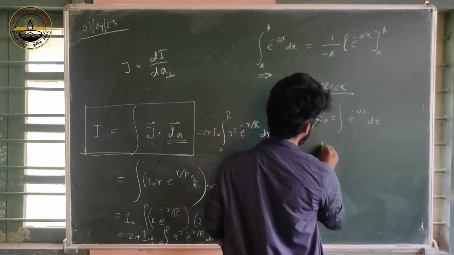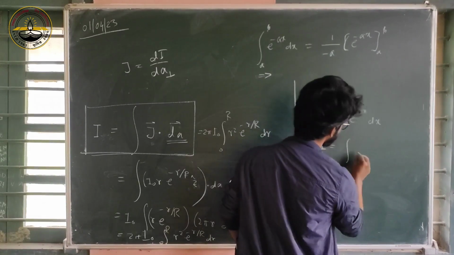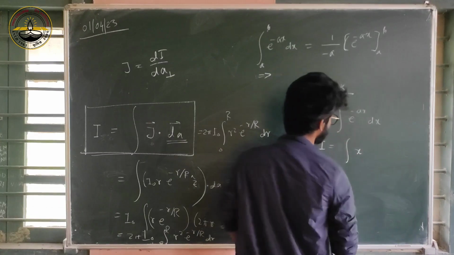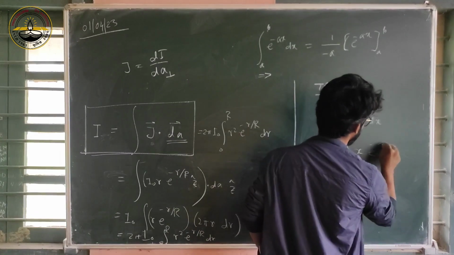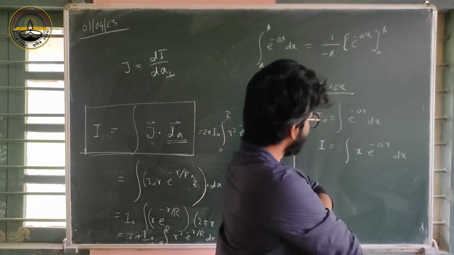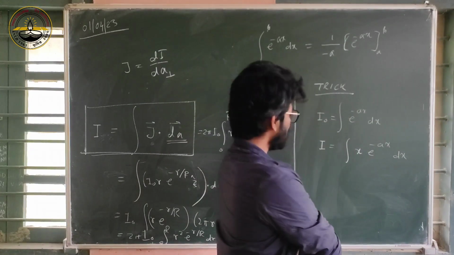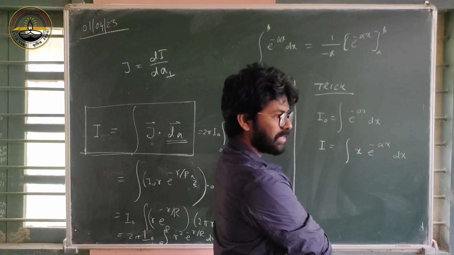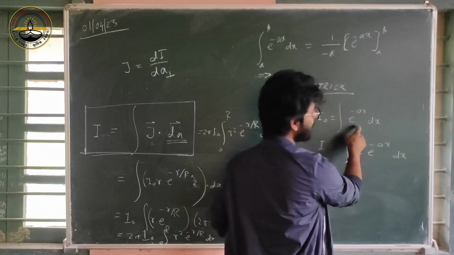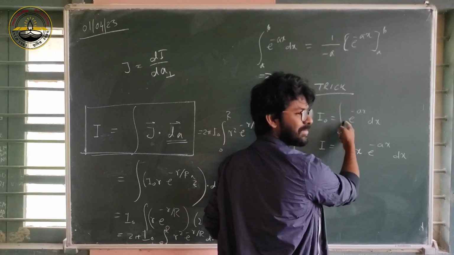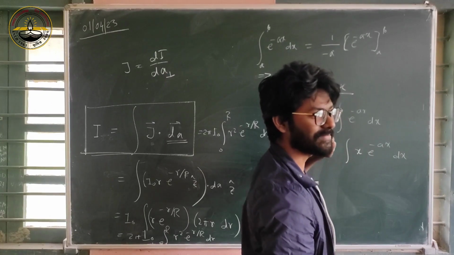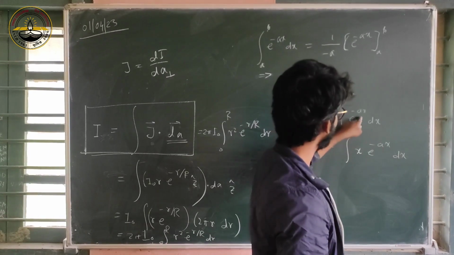Then our actual integration is, here we have an x, let's say x e to the minus ax, dx. This we have to calculate. We don't need integration by parts and all this. There is an easier way. Let's say you have this. How can you get an x here from this?